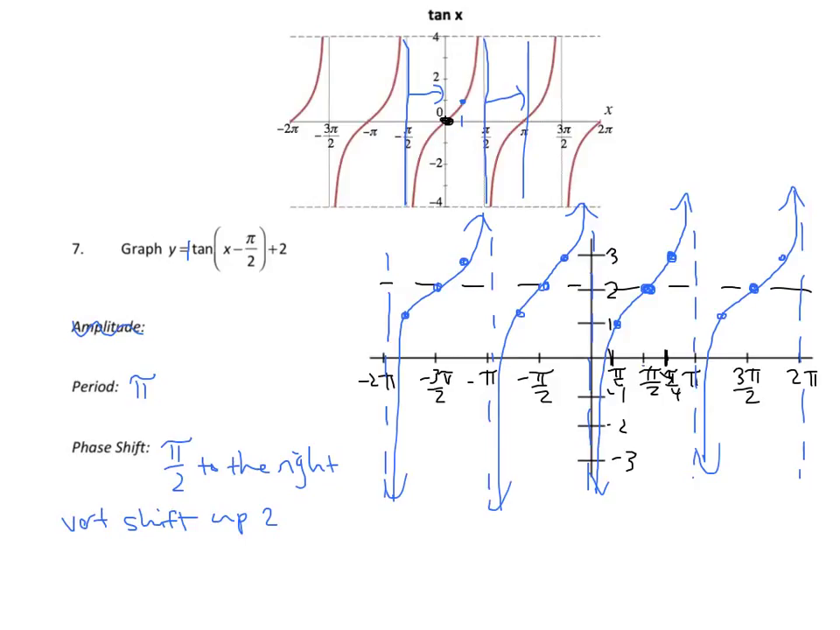And there we have it. This graph was shifted up 2 units, shifted pi over 2 to the right, and that's our new tangent graph.